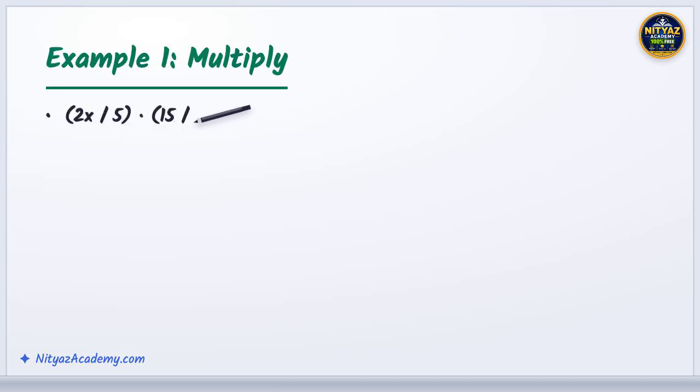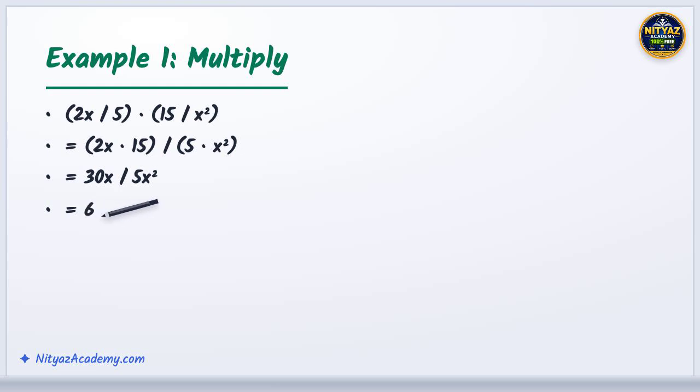To multiply rational expressions, multiply straight across, then simplify. Take 2x over 5 times 15 over x squared. The top is 2x times 15, the bottom is 5 times x squared. That gives 30x over 5x squared. Cancel a 5 and an x, and you get 6 over x, with x not equal to 0.